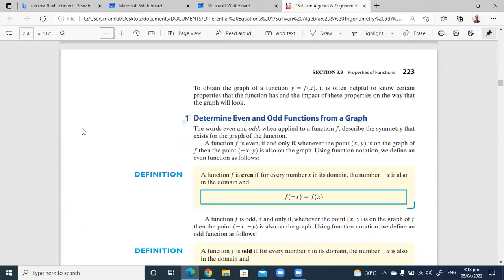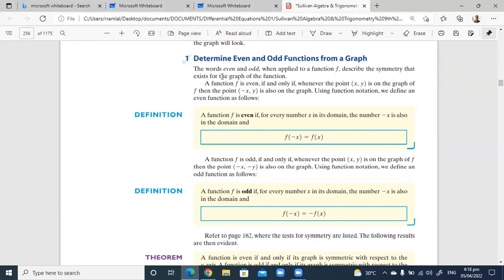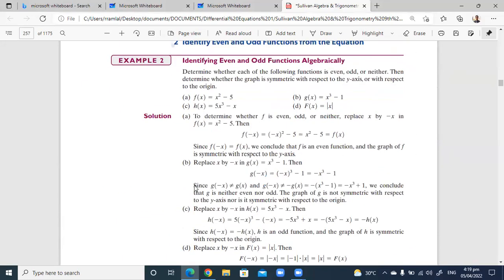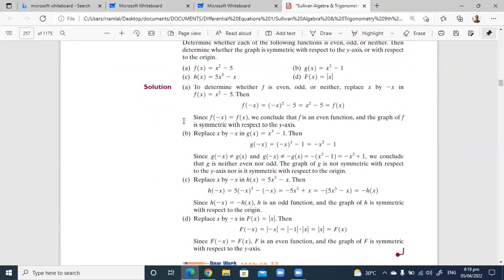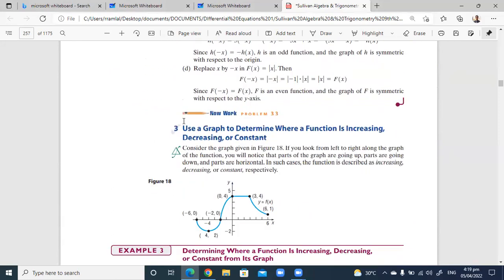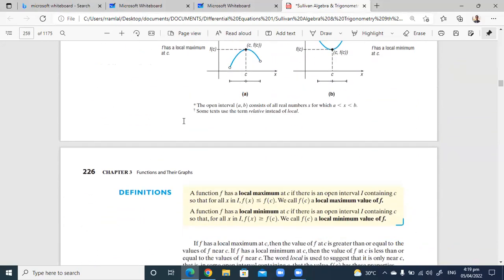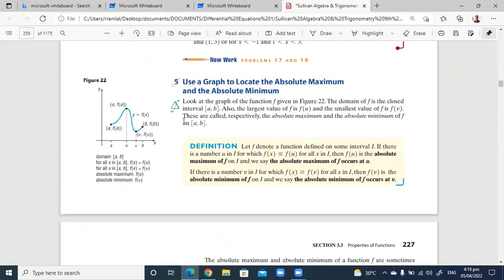If you look at page 224, everything we discussed today in class is here. Determine even and odd functions from a graph, determine even and odd functions from equations, right? So you see they go through examples with the graph, and then they go through examples with finding it from an equation. So we went through everything that there is in even and odd functions, right? And this is what you all could use to practice for homework.